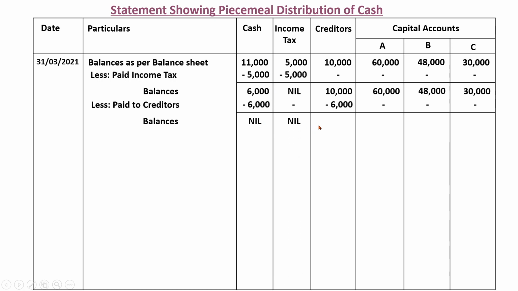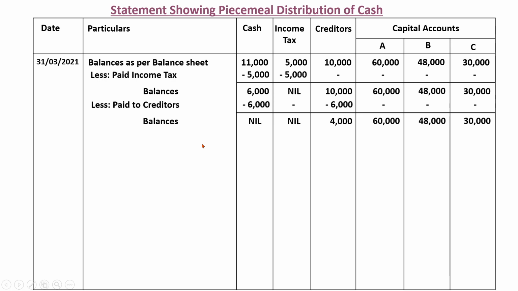Then income tax, we have already paid off income tax, and creditors are now being reduced to rupees 4,000, because out of 10,000 we made a payment of rupees 6,000. So 10,000 minus 6,000 gives us 4,000. Then capital balances include 60,000, 48,000, and 30,000. Right. So these are the balances.